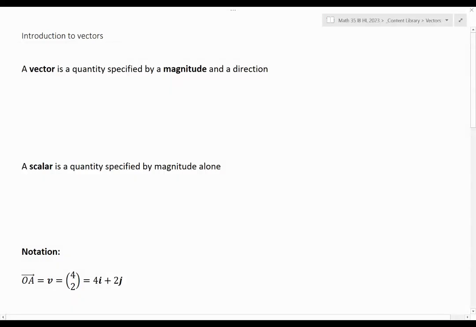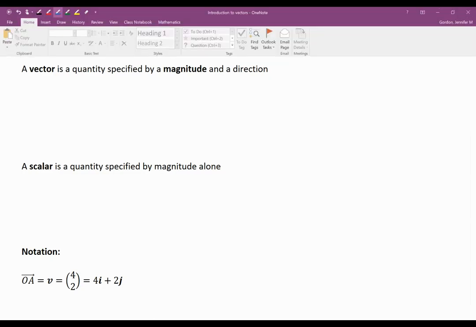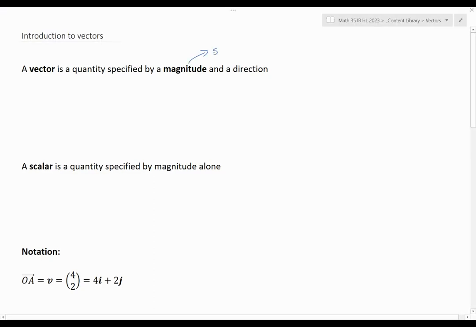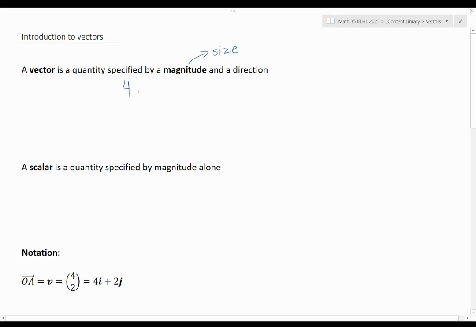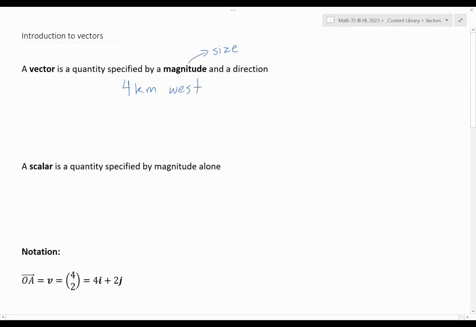Hello. In this video, we're going to look at some introductory concepts for vectors. So starting out, a vector is a quantity specified by a magnitude, which is just a fancy way of saying size, and a direction. So for example, if I see something like 4 kilometers west, that is a vector in a way because it is describing something that has a magnitude, a distance, 4 kilometers, along with a direction.